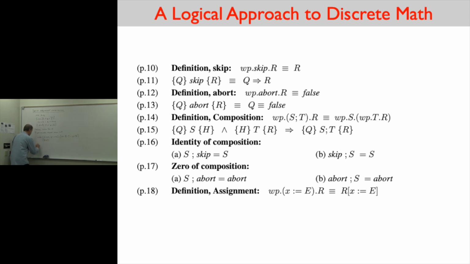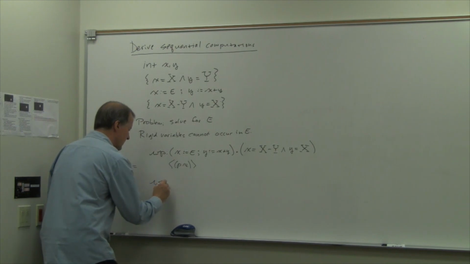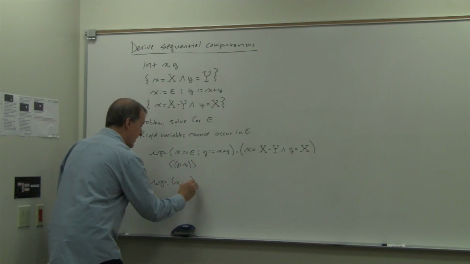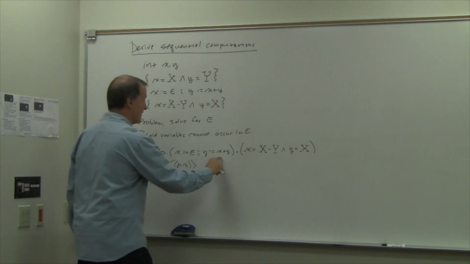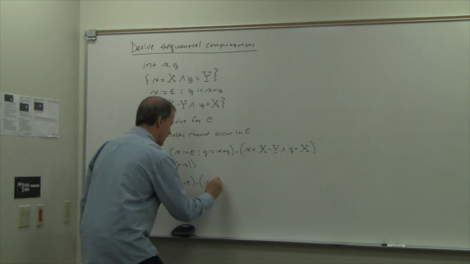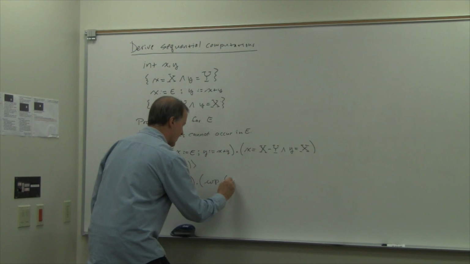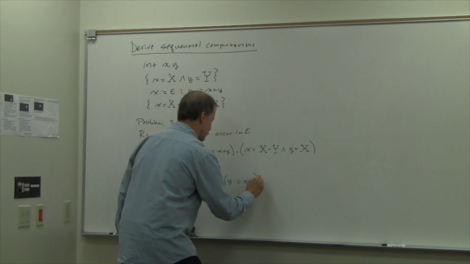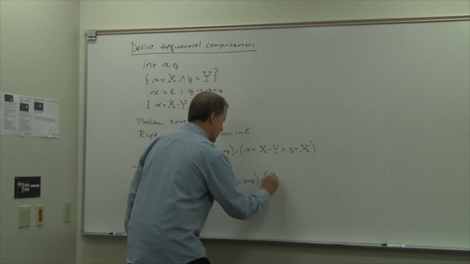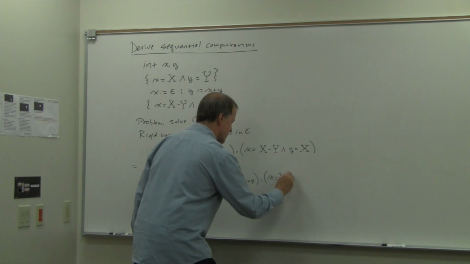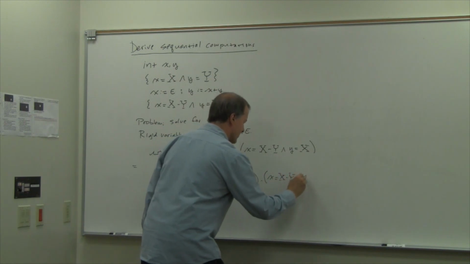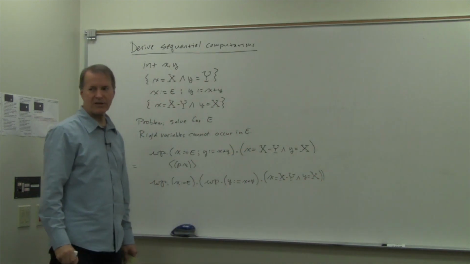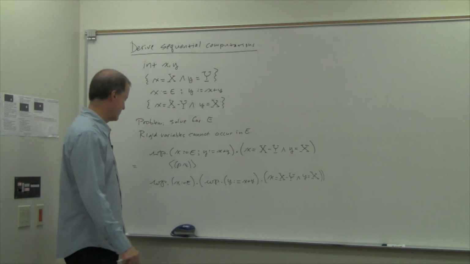So this is going to be what? WP dot X gets E, dot, and now it's the weakest precondition, WP dot Y gets X plus Y, dot this, right? The whole X equals rigid X minus rigid Y, and Y equals rigid X. Boom, boom. Are we good?